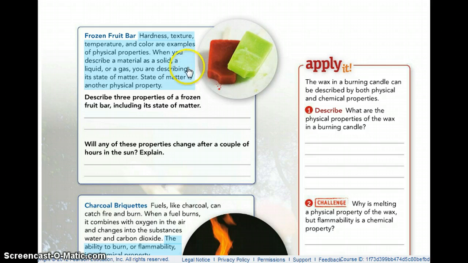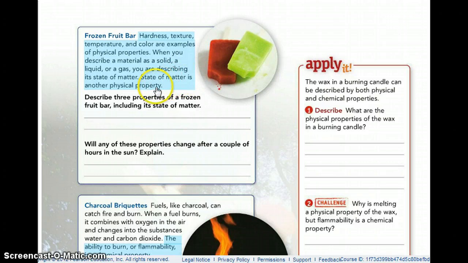And on page 91, some more physical properties would be the hardness. Is it soft? Is it hard? Texture. Texture means, is it rough? Is it smooth? Temperature. Color. And when you look at these two objects here, a physical property would be that this is red, this is green, it's cold, it's smooth or rough, it's not very hard. Those are all physical properties. You're describing what they are.